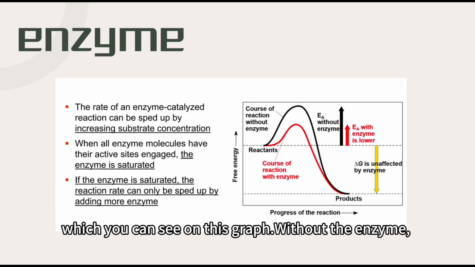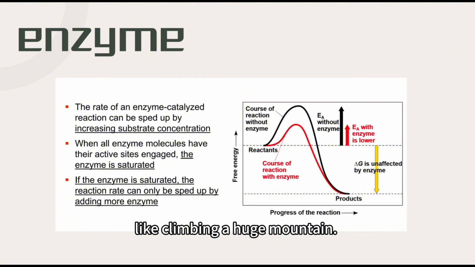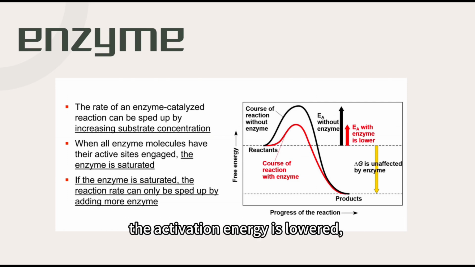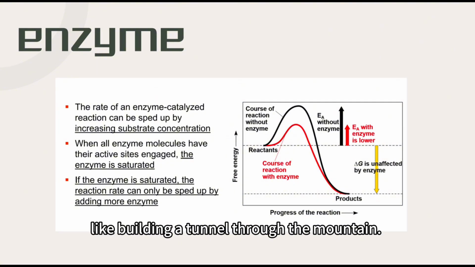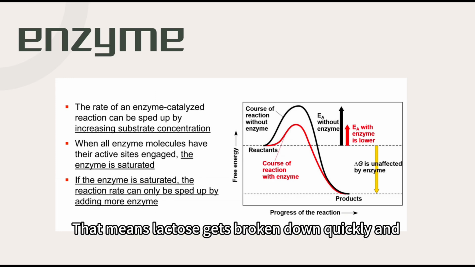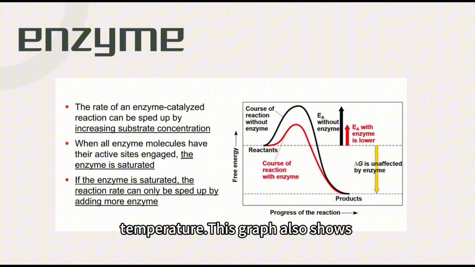Without the enzyme, the reaction to break down lactose has a very high activation energy, like climbing a huge mountain. It's slow and hard to get started, but with the lactase enzyme, the activation energy is lowered, like building a tunnel through the mountain. The enzyme creates a different, easier path for the reaction. That means lactose gets broken down quickly and efficiently at our normal body temperature.